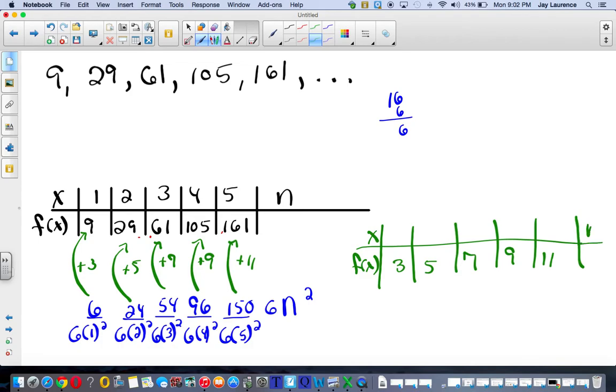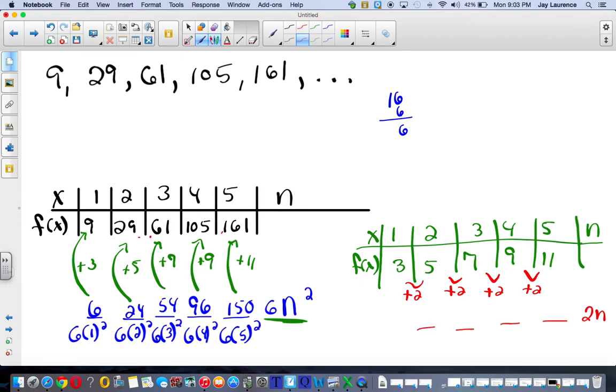I'm going to go looking for the nth term, and this is the first one, the second one, the third one, the fourth one, and the fifth one. Now this 6n squared, it's not wrong, it's just part of my answer. The other part of my answer is going to come from this green table over here. So I'm going to go looking for the first differences, which are plus 2, plus 2, plus 2, and plus 2, right? So that means it's going to be something like 2n.